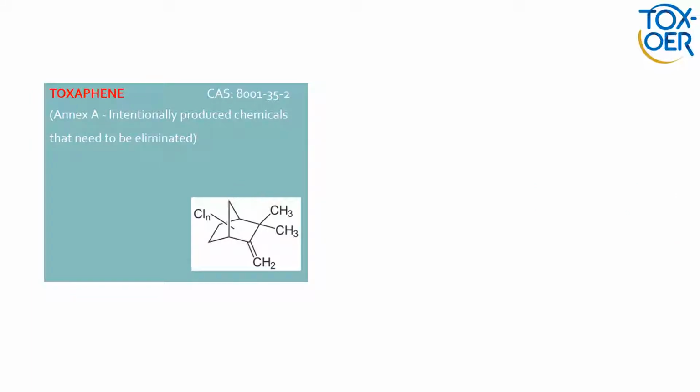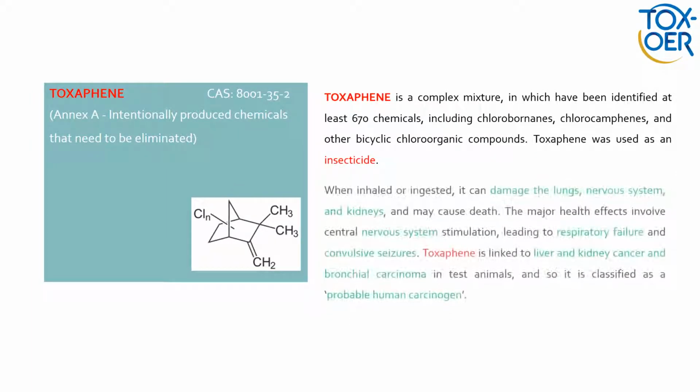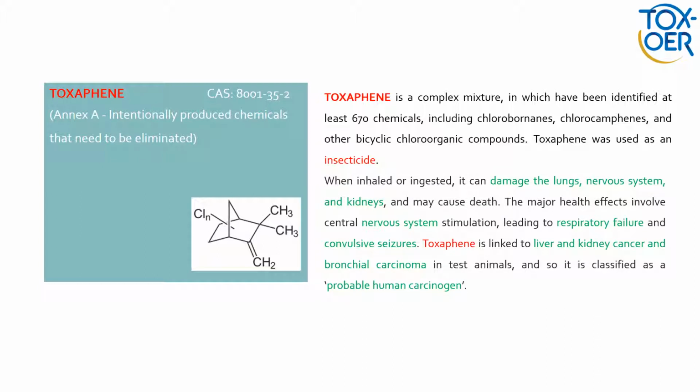Toxaphene, Annex A. When inhaled or ingested, it can damage the lungs, nervous system, and kidneys, and may cause death. The major health effects involve central nervous system stimulation, leading to respiratory failure and convulsive seizures. Toxaphene is linked to liver and kidney cancer and bronchial carcinoma in test animals, and so it is classified as a probable human carcinogen.